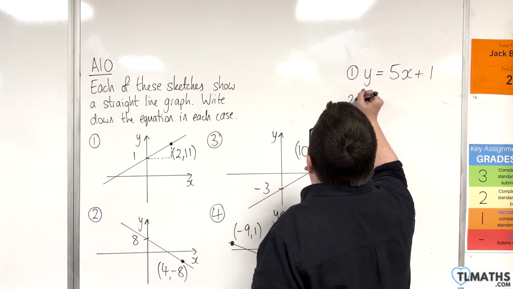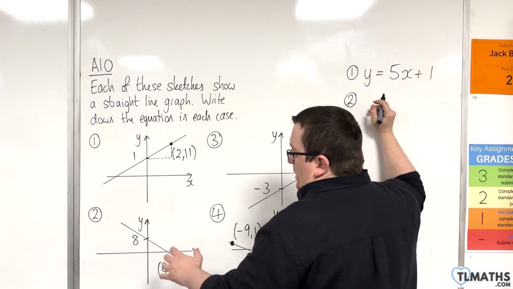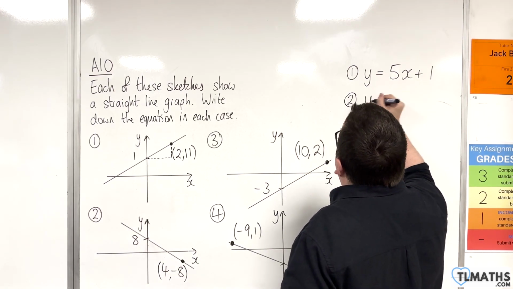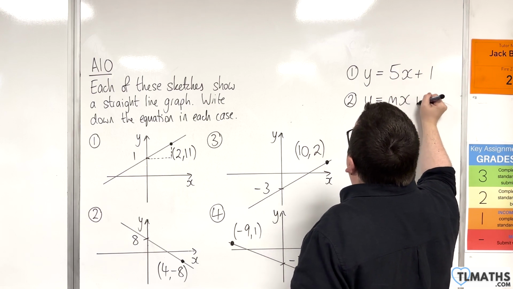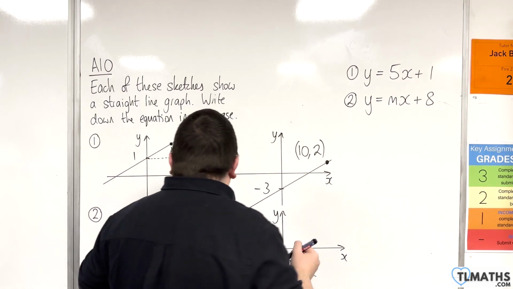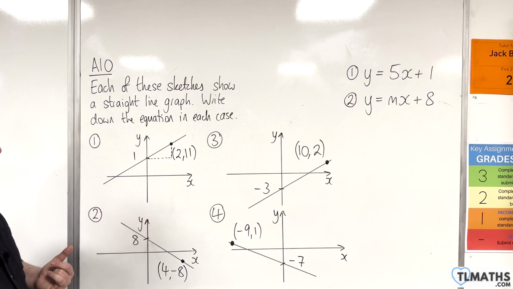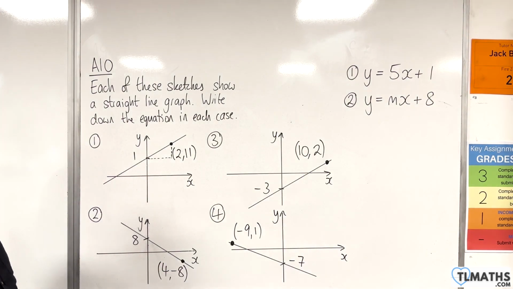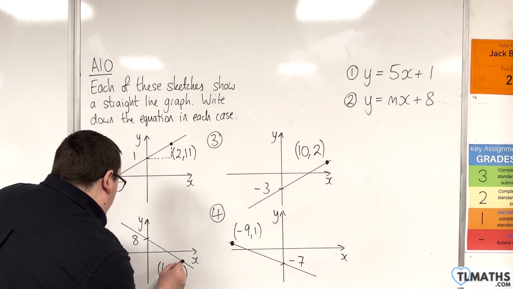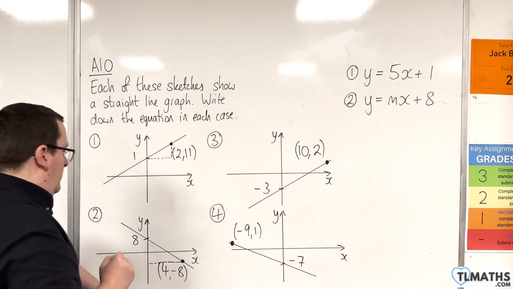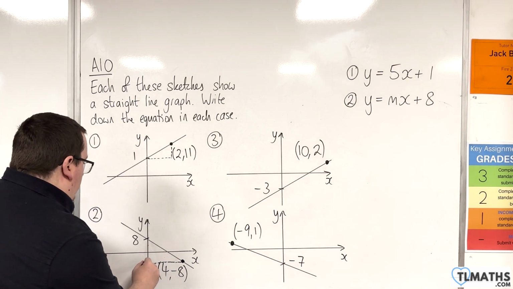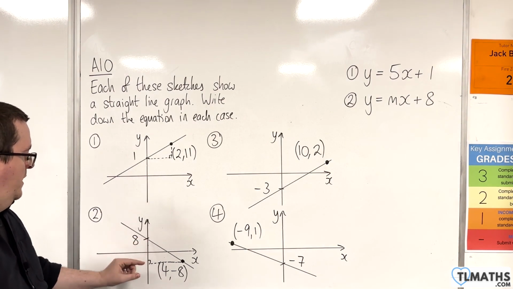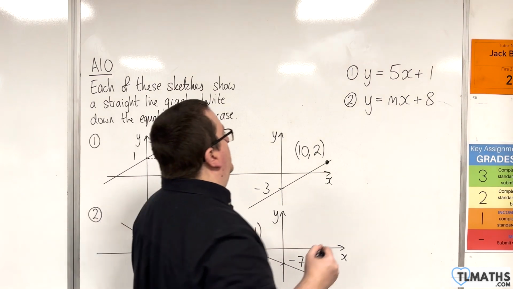Right, let's go for number 2. Now number 2 goes through 8 on the y-axis, so y equals mx plus 8. And it's got a negative gradient, so we know that m is going to be negative. And it's going through 4, minus 8. So let's draw ourselves a triangle. Then think about the difference in the y divided by difference in the x.